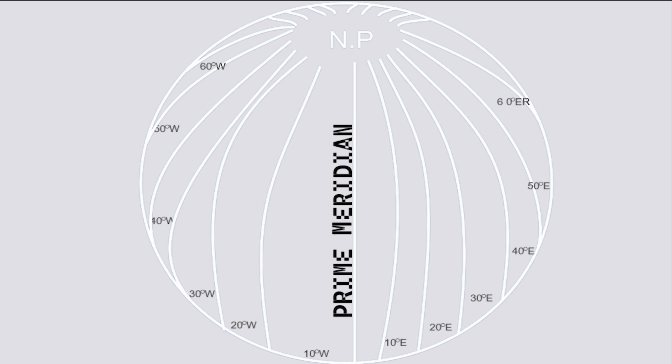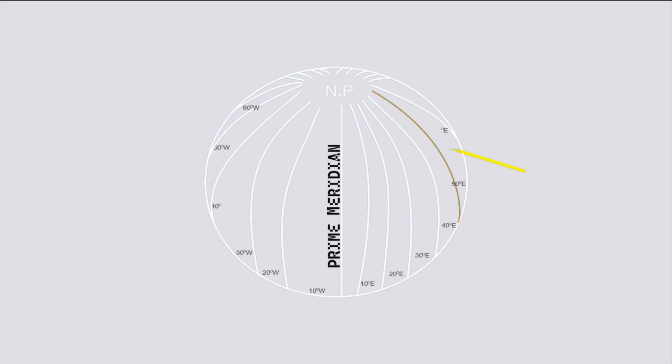The farther away a meridian is from the prime meridian, the more the degrees from the prime meridian. And the closer it is to the prime meridian, the fewer the degrees that denote its measurement. Like for instance, if we look at this longitude that we have here, it is 60 degrees east of the prime meridian, while this one on the left hand side is 40 degrees west of the prime meridian.